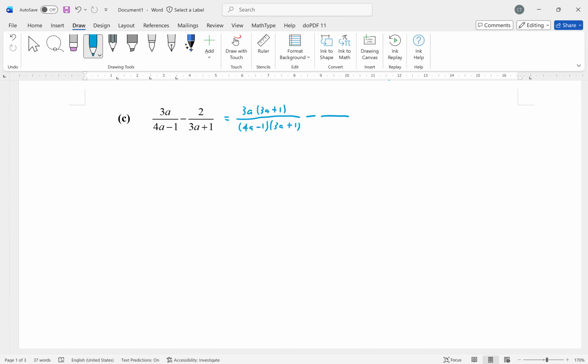Then the next one. Now for the second one, the denominator has 3a plus 1 already, so we add in the 4a minus 1. So we have a 2. So we are adding in 4a minus 1. Now the denominators are the same. Then we can now combine them together.